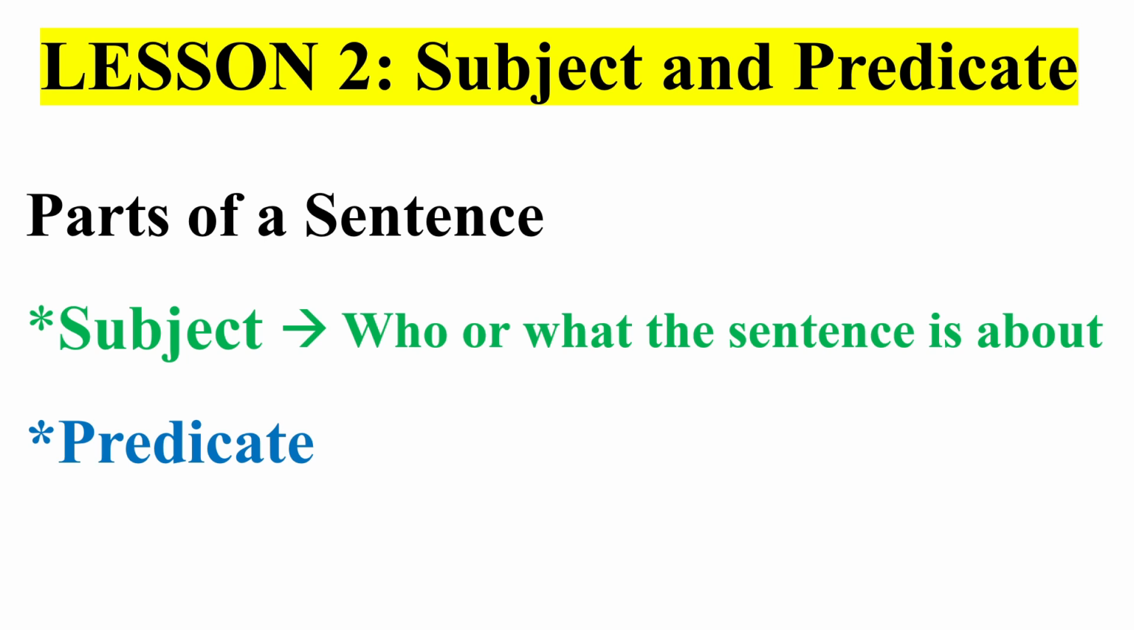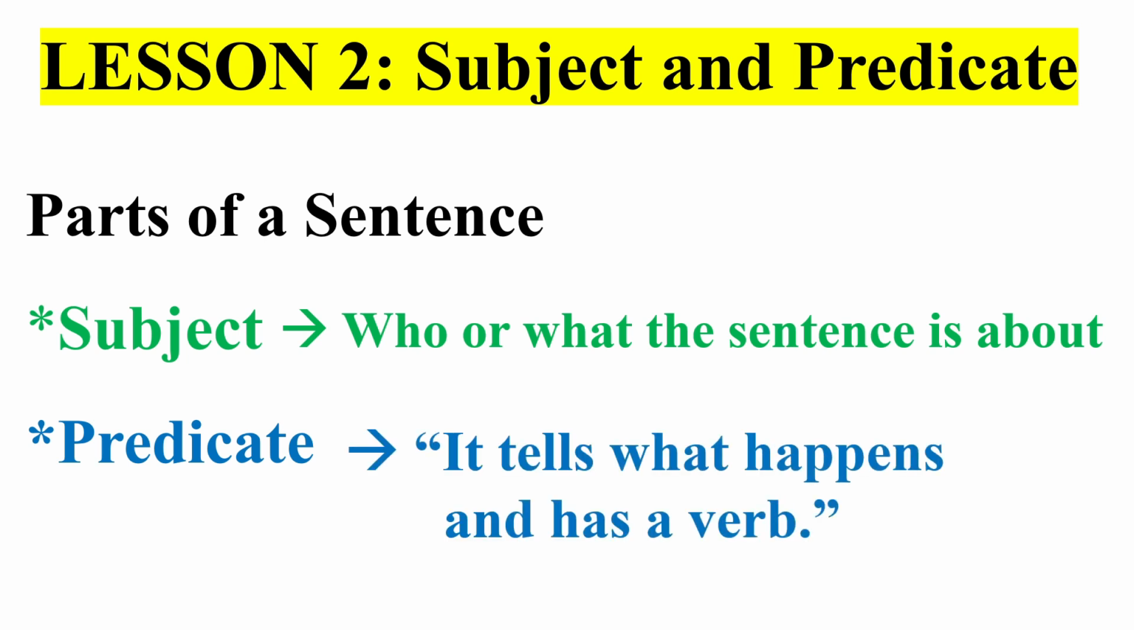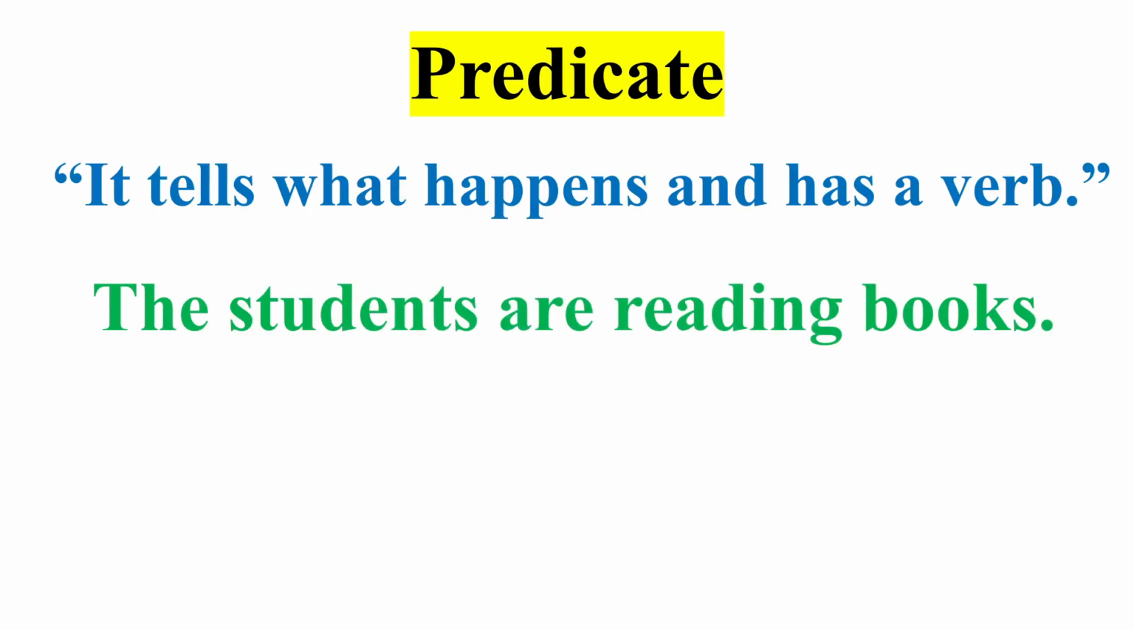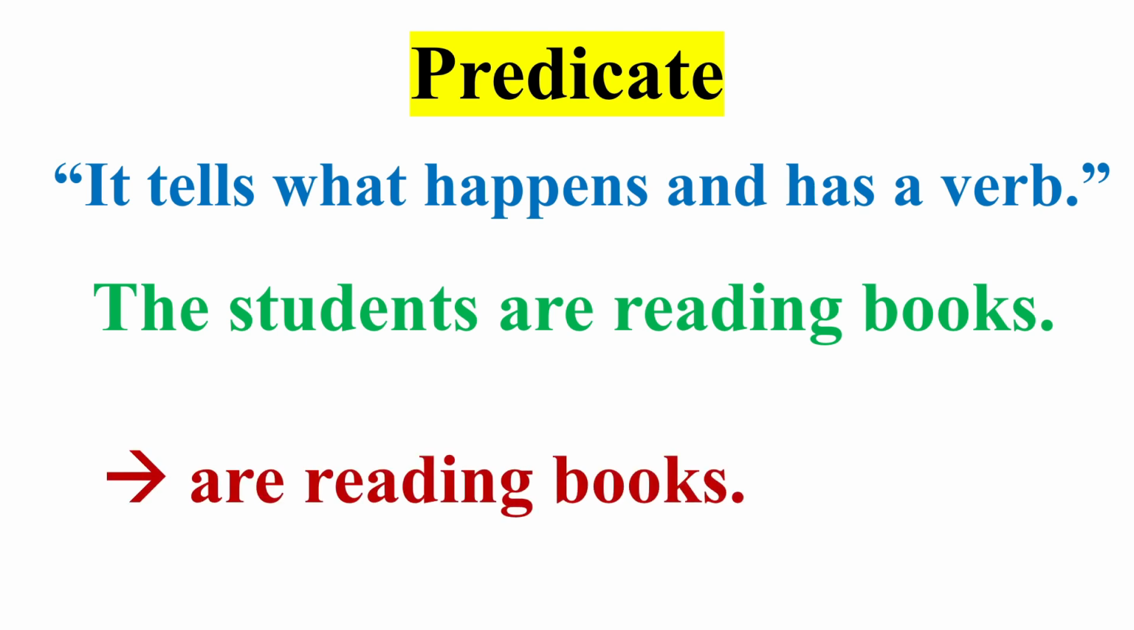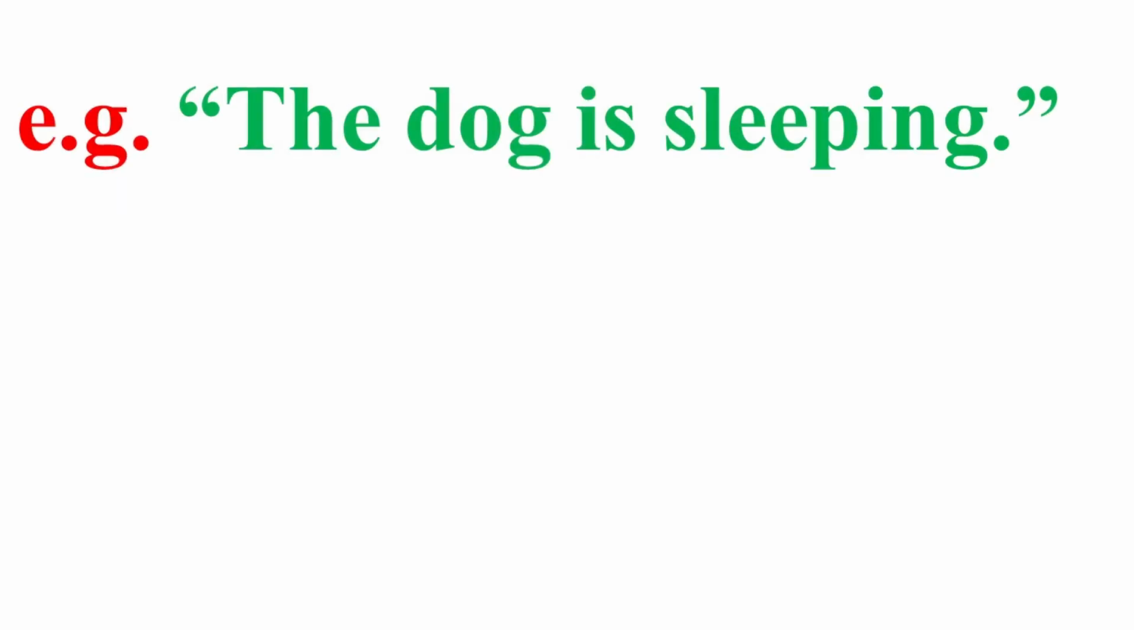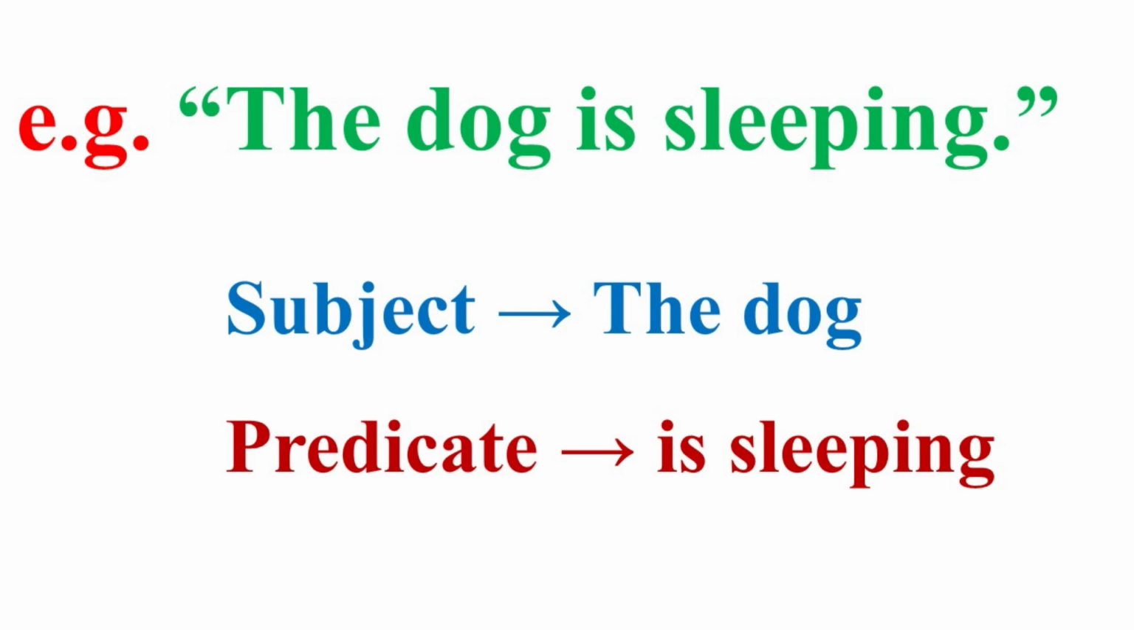Now let us move to the predicate. The predicate tells us what the subject does or what happens, and it always has a verb. Let us look at this sentence. The students are reading books. Can you tell me what is the predicate in this sentence? The predicate in this sentence is are reading books. Another example. The dog is sleeping. Subject the dog, predicate is sleeping. Alright, I hope everyone is clear on this part. If you are not sure, let me know in the comment below.